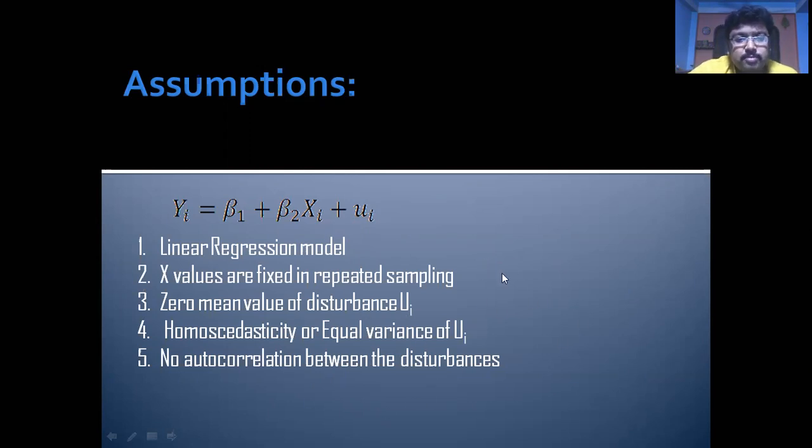That is, the covariance between ui and uj equal to zero. So there is no autocorrelation between ui and uj. The covariance of ui and uj is equal to the expectation of ui minus expectation of ui, multiplied with the expectation of uj minus expectation of uj. So this ultimately will be zero. If this assumption holds, then you can say no autocorrelation is there.